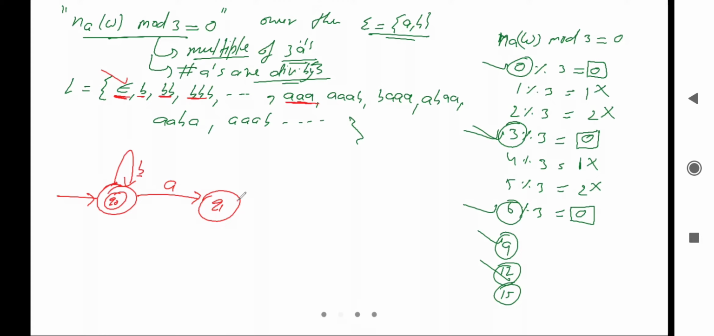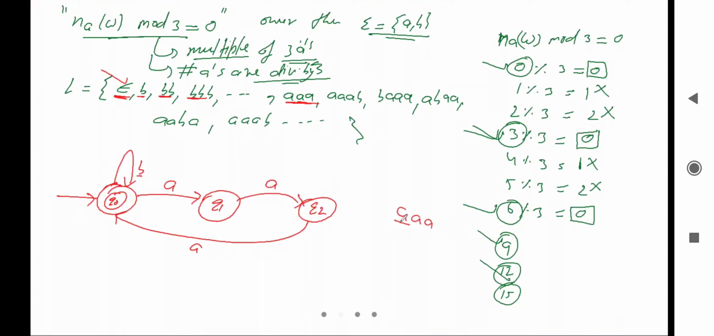After that, there can be another state, that is q2. From this one also we'll read a and go to q2, and from this one there can be the transition of a, right? And we'll go to the final state. So it will accept triple time a.